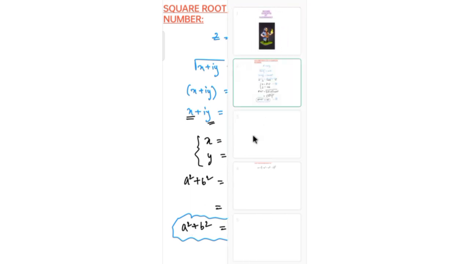So from here, we shall just add them. a square plus b square is what we have got to be mod z, and a square minus b square is what we got to be x.